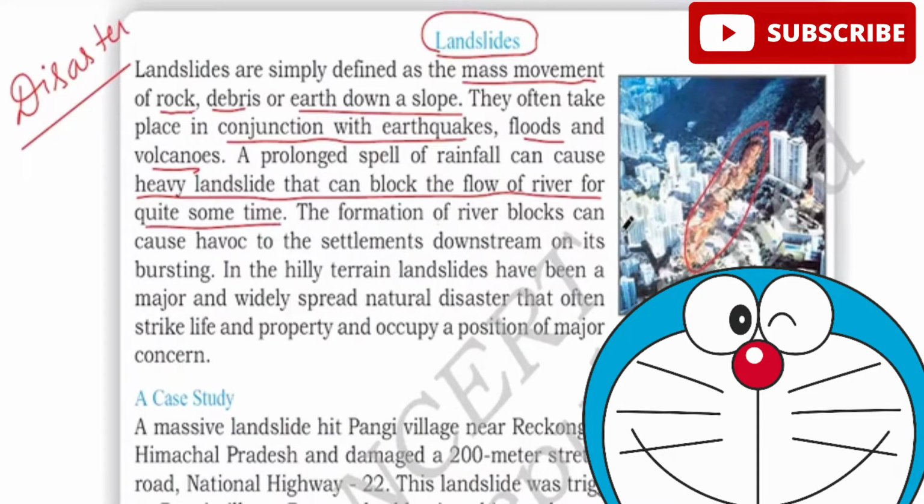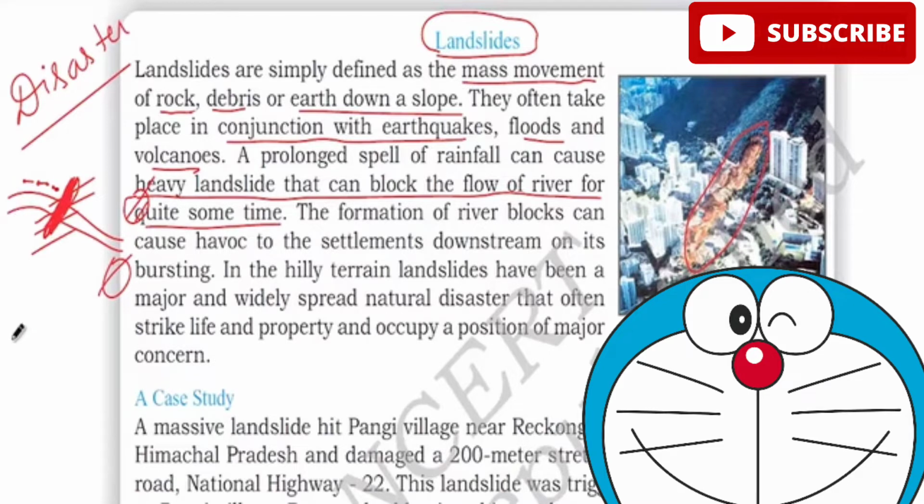The formation of river blocks can cause havoc to the settlements downstream on its bursting. That is, let me take, you had a river flow. Okay. Now what happens? The sand particles or rock particles will usually stop or will usually fall here, and all water will be accumulated here. Now, in these settlements, like buildings and other things which are present down, usually when this landslides are removed or rock particles are removed, suddenly there will be movement of huge water downwards. Whenever they come down, usually you observe that these settlements will be destructed.